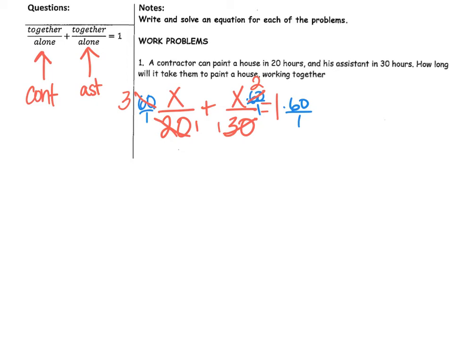All right. Now I have no more denominators. Yay! So let's just multiply what we have. 3 times x. The first fraction, I now have 3x. Plus sign. X times 2, just put 2x. Equals 1 times 60, 60. Let's work it out. Solve it. 3x plus 2x.